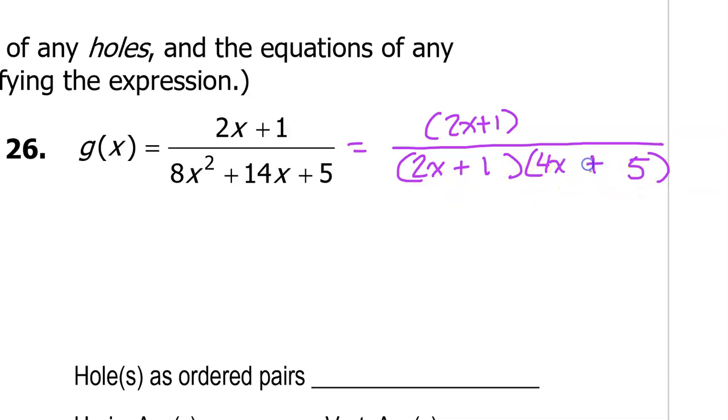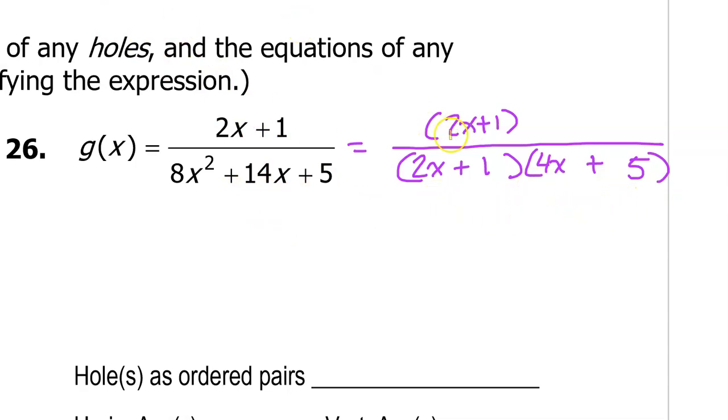Now, does this work out? Inner plus outer must equal the middle. Inner, I have 4x, all right? I'm multiplying these two. Outer, I have 10x. I'm multiplying these two. Together, that would make 14. So this checks out and we factored correctly.